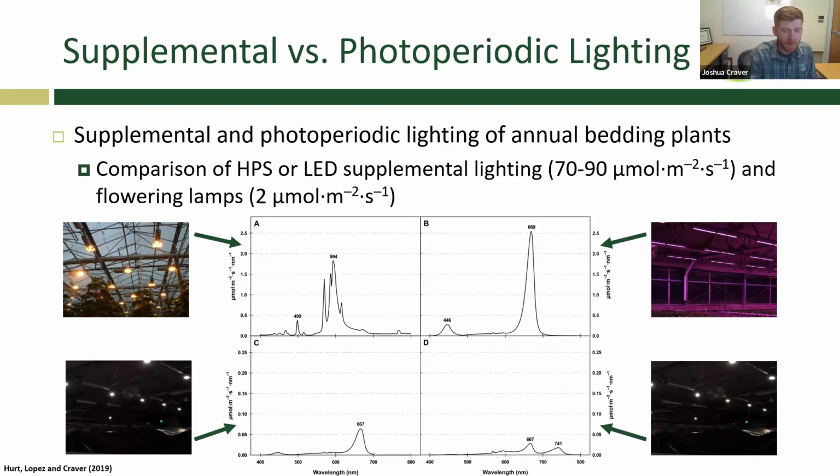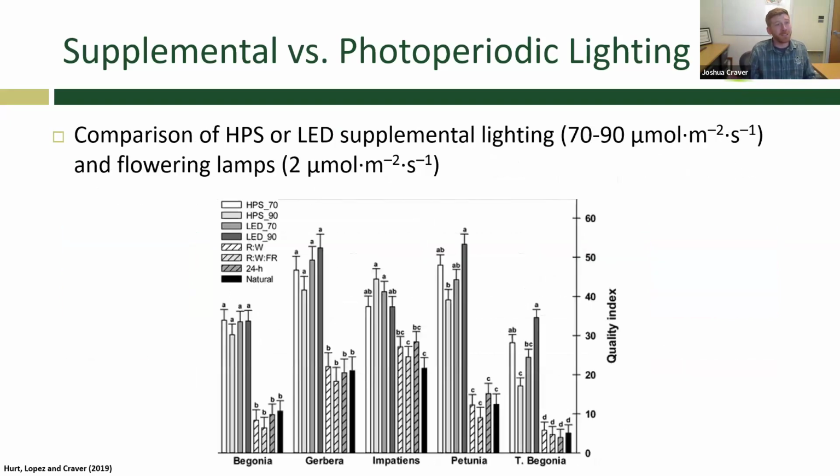But ultimately, what we found is what you would generally expect, and it was great for driving this point home to some growers who were still thinking photoperiodic lighting was an effective means of supplemental light, a good addition to their supplemental lighting. This is a massive amount of data that I don't want to work through. I just want to drive home one main point. If we look at these top 4 bars, HPS and LED, we're providing 70 or 90 micromoles of supplemental light.